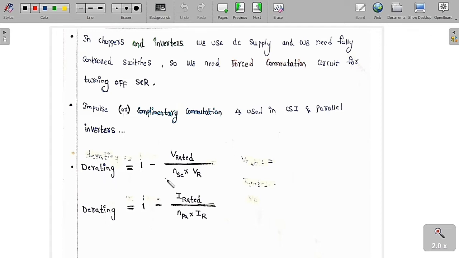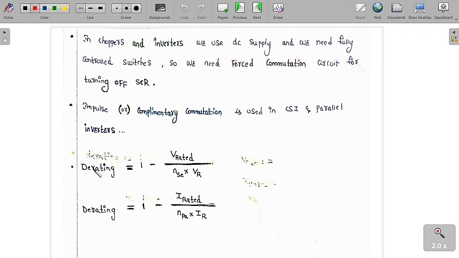Derating factor is equal to 1 minus V rated by number of series connected elements into voltage rating of each SCR. So listen carefully: derating factor is equal to 1 minus V rated by number of series elements into voltage rating of each device.